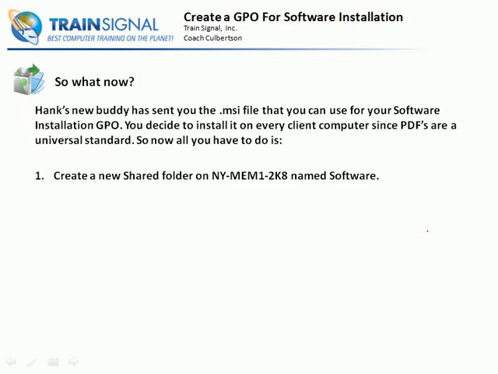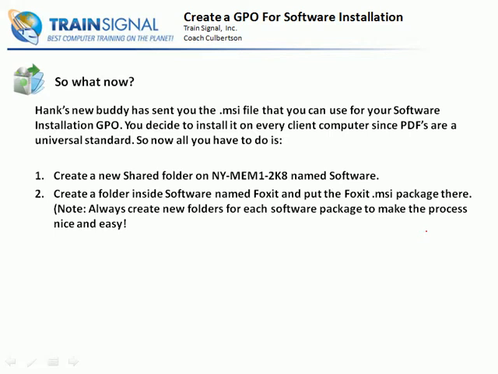We're going to create a new shared folder on Mem1, and we're going to name it software. We're going to create a folder inside of software named Foxit. By the way, that's the name of the software package I'm going to be installing during the demo section. And then we're going to take the MSI package that we got from Hank's Buddy, and we're going to drop it into that particular folder. Here's a quick note. Always create new folders for each software package, so that way your process for installation is nice and easy and you won't have any weirdness happening.